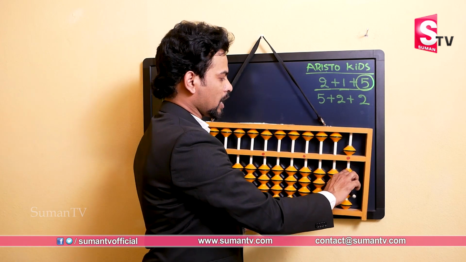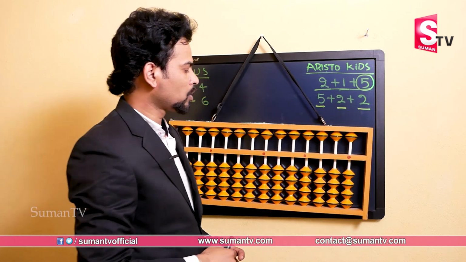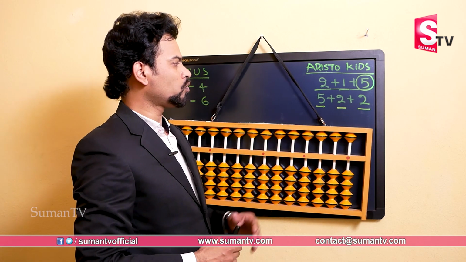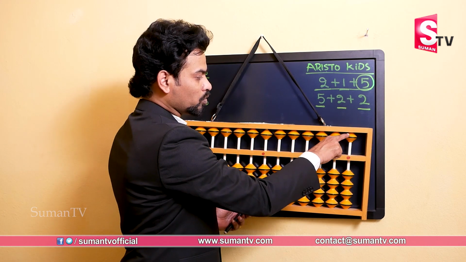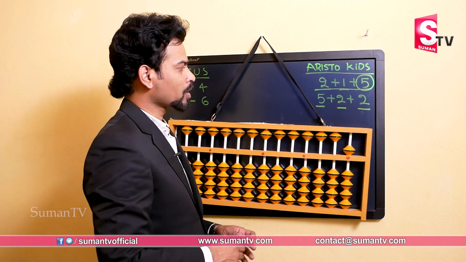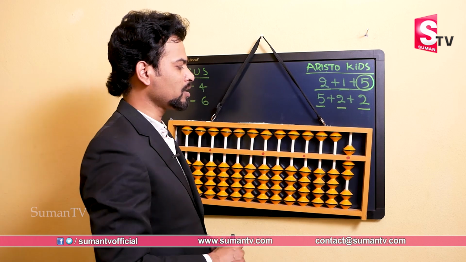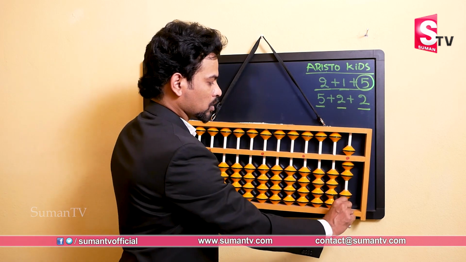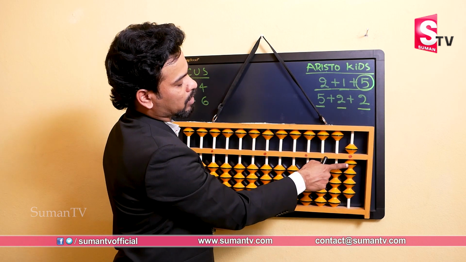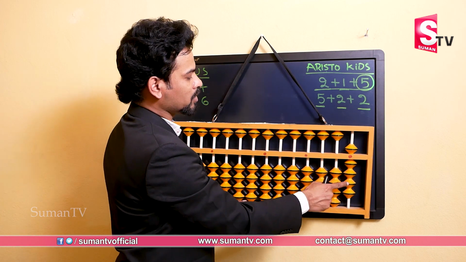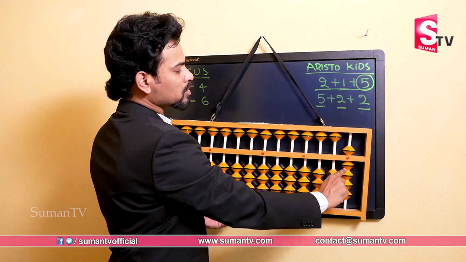Let's do the next question. 5 plus 2 plus 2. Okay, so first we will do 5. Where we can find 5? On the upper side. So we will do plus 5 here. Then again plus 2. That is plus 2, 7. Again plus 2. So now final answer is 5 plus 1 6 plus 1 7 plus 1 8 plus 1 9. So the answer is 9.